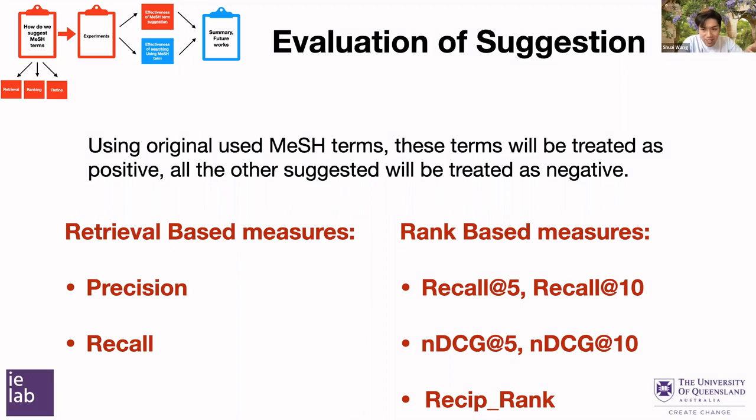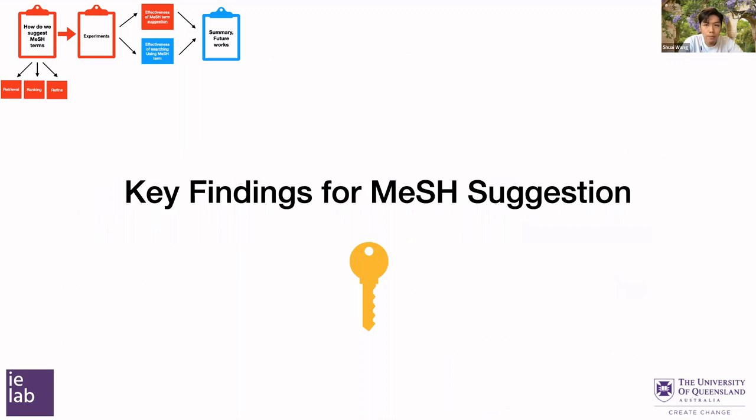And because the suggestion lists are ranked and refined using learning to rank, we also use rank-based scores, including recall at 5, recall at 10, NDCG at 5, NDCG at 10, and reciprocal rank to evaluate the ranking effectiveness.